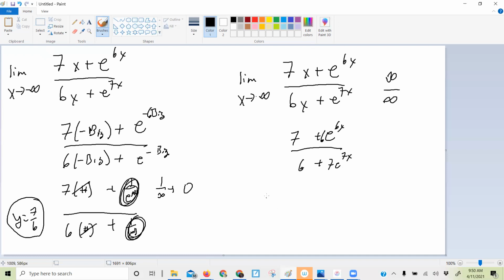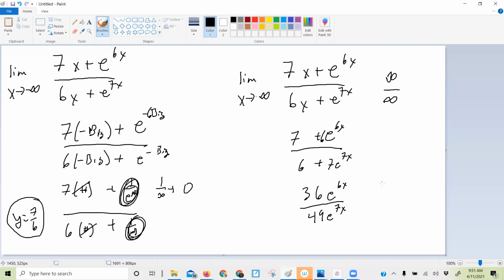At this point, if I substitute in a large number, I'm still going to get 7 plus a large number over 6 plus a large number. That's still infinity over infinity, so let's take L'Hopital's rule again. 6e to the 6x becomes 36e to the 6x, and 7 times 7 is 49e to the 7x.